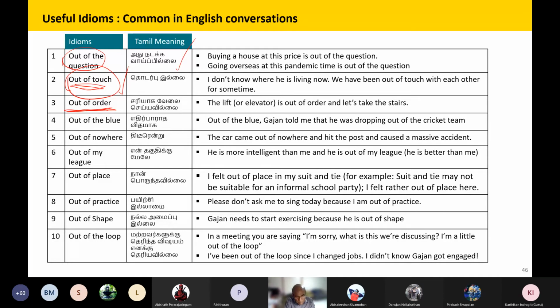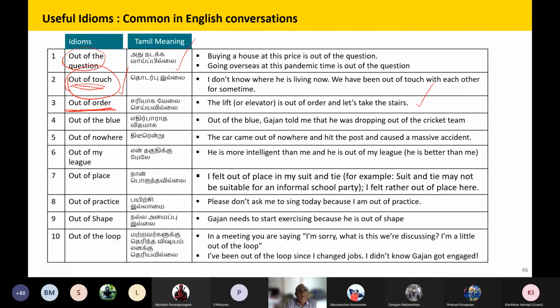Out of order. The elevator is out of order. You can't use it now. Sir, that's the easiest one, so that is given. The elevator is out of order, so you can't use it. What else can you say for out of order? Cannot be used. What else can you use for out of order? Karthik, can you think of something?